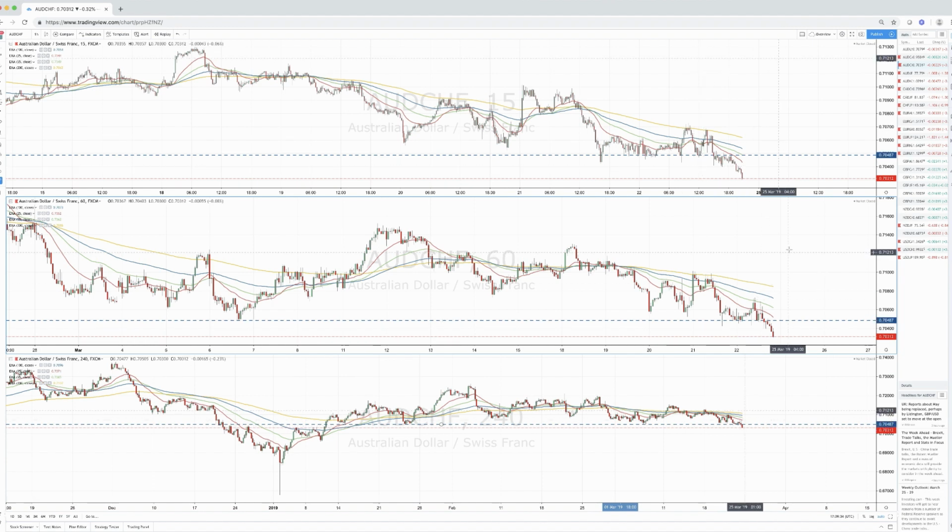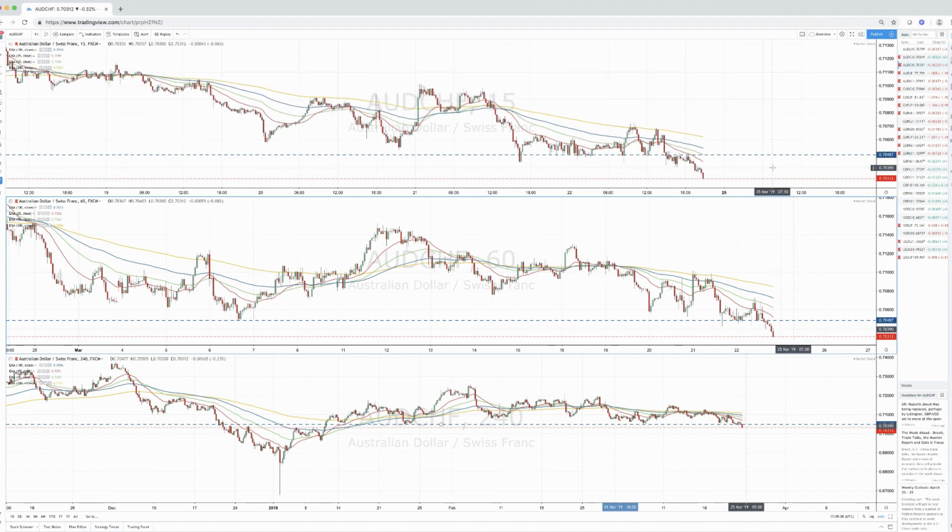What we want to be doing is selling the market as long as it can hold beneath this level. If it breaks back above the level, then we would have to say that potentially we could look at some short-term buying opportunities. What ideally we would like to see going into this evening's trading is for the market to consolidate a little bit.